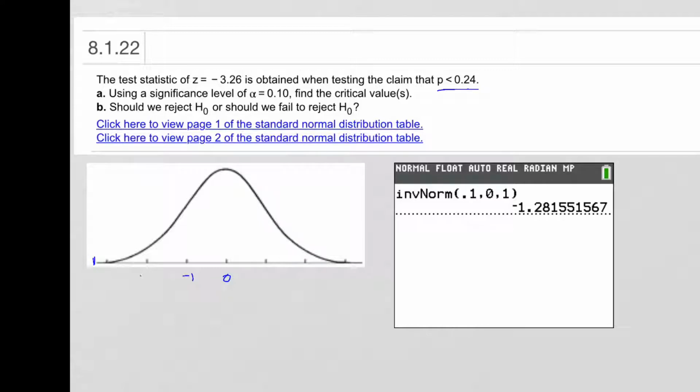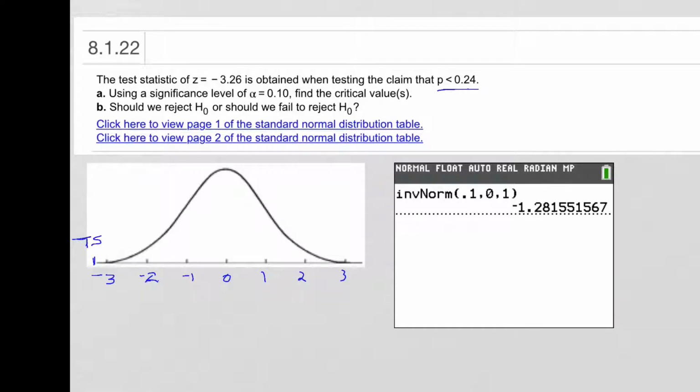So we label our horizontal axis. 1, 2, 3. Then we've got our test statistic way out here. And in part A, it says, using a significance level of alpha equals 0.1, find the critical value or values.